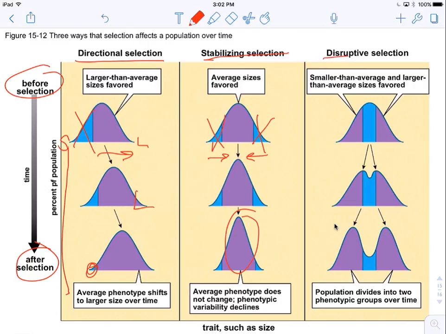And then disruptive selection is when you choose against the intermediates and you select for the extremes. So you get this dip here where we get rid of the middle and we choose the extremes, and the population gets divided. We call this dimorphism. Di meaning two, morphs meaning forms.